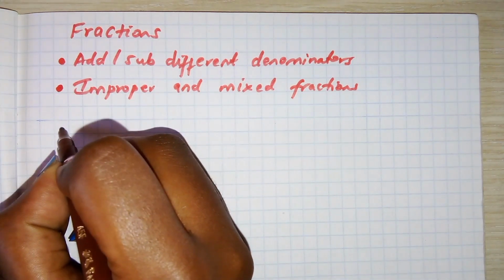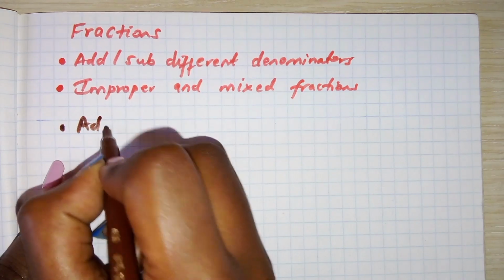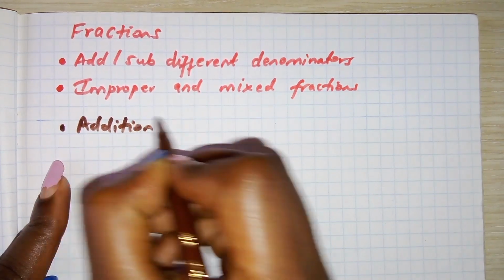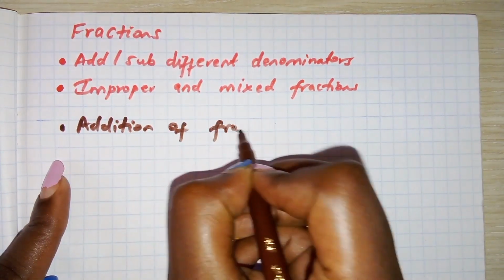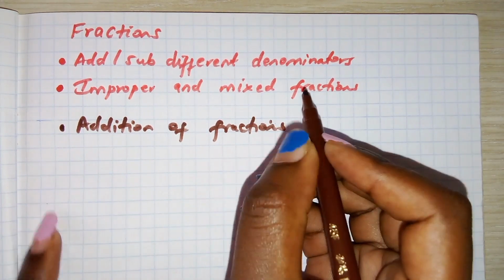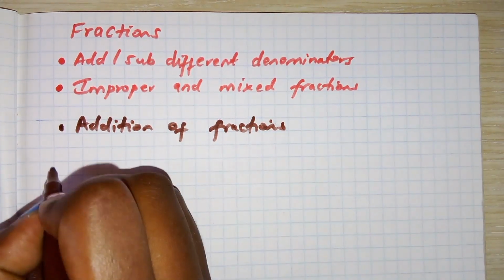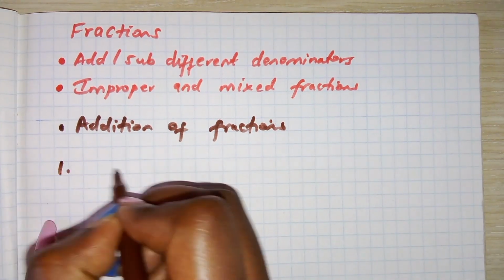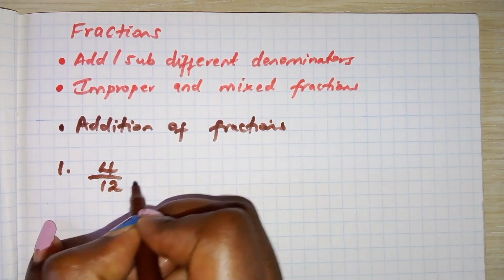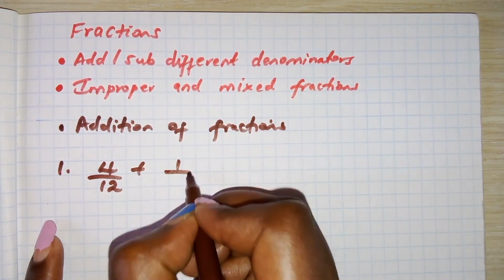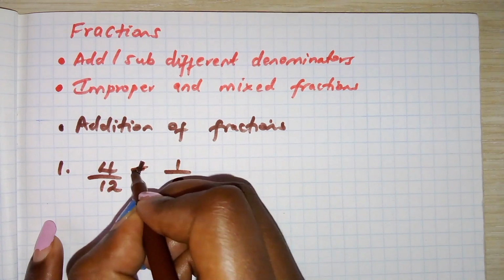First of all, let's start with the addition of fractions. So they have different denominators. So number one, we have 4 over 12 plus 1 over 6.